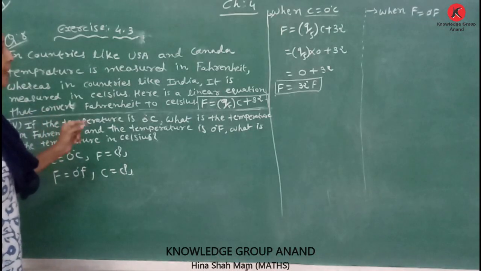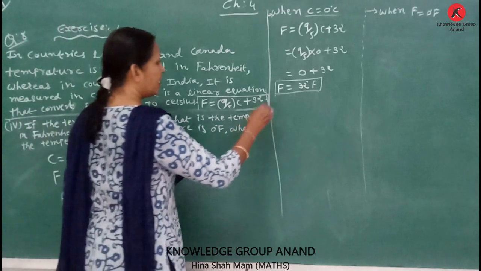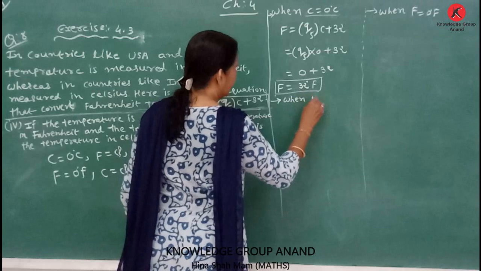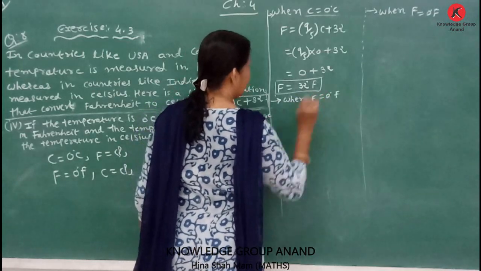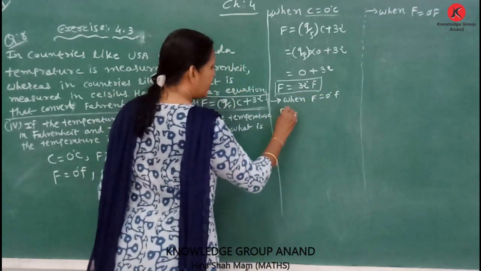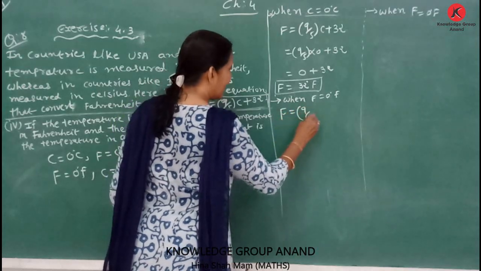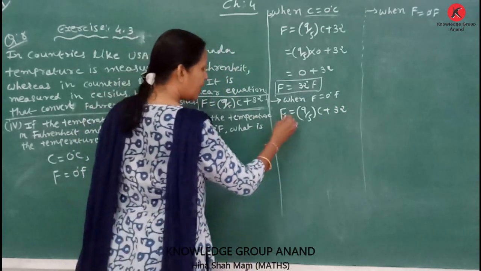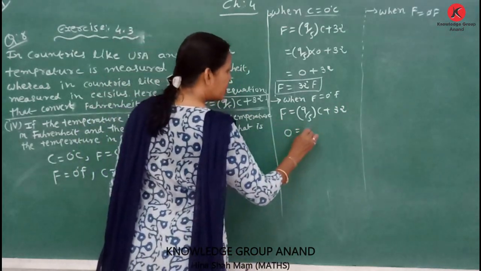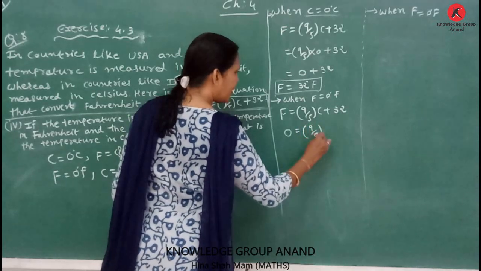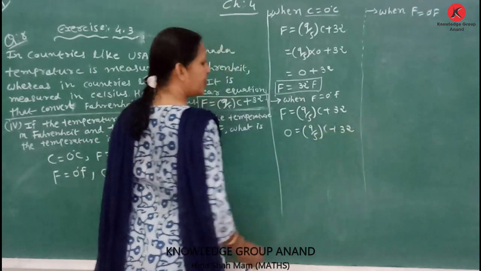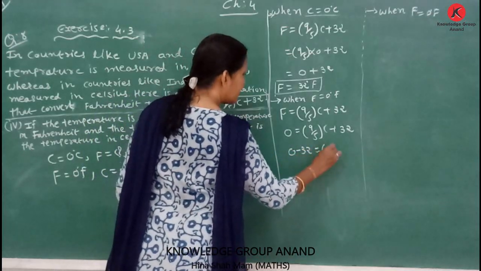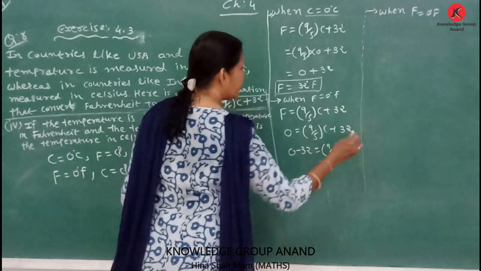Second question: when F is equal to 0 degrees Fahrenheit, then find C. Putting in our equation, F is equal to 9 by 5 C plus 32, with F equal to 0, so 0 is equal to 9 by 5 C plus 32. Here 0 minus 32 is equal to 9 by 5 C.